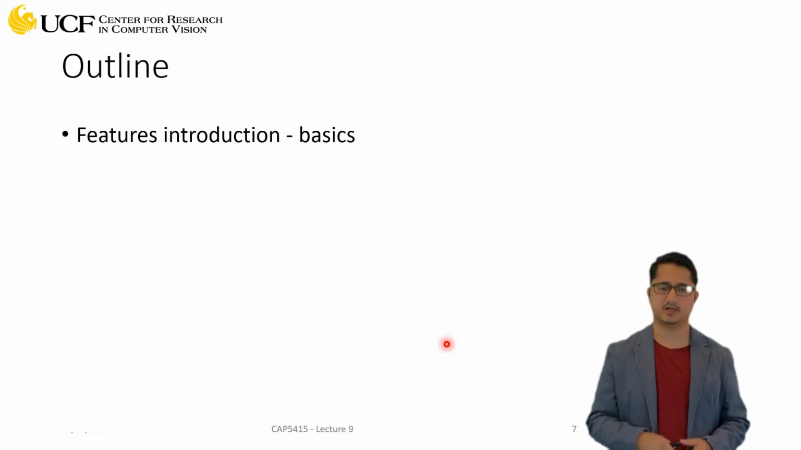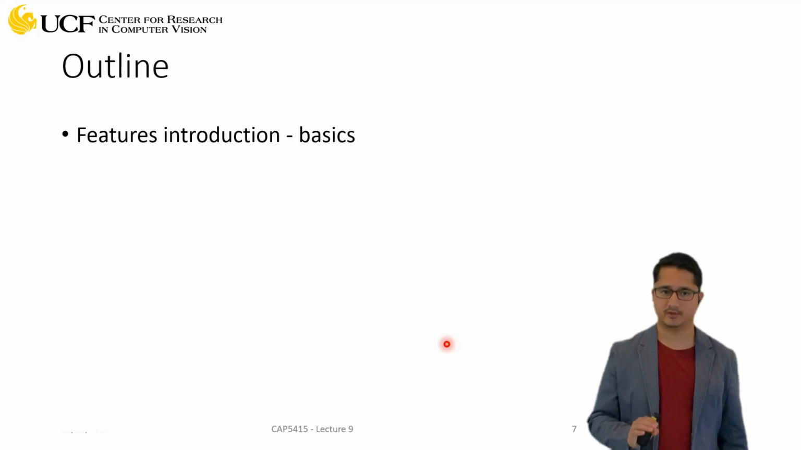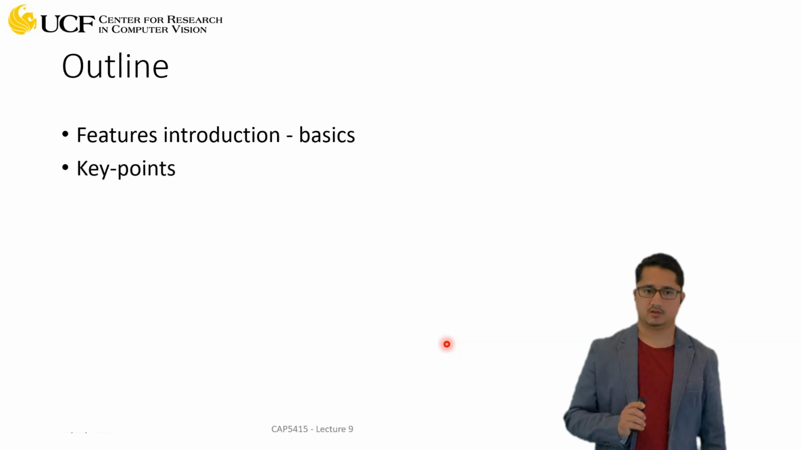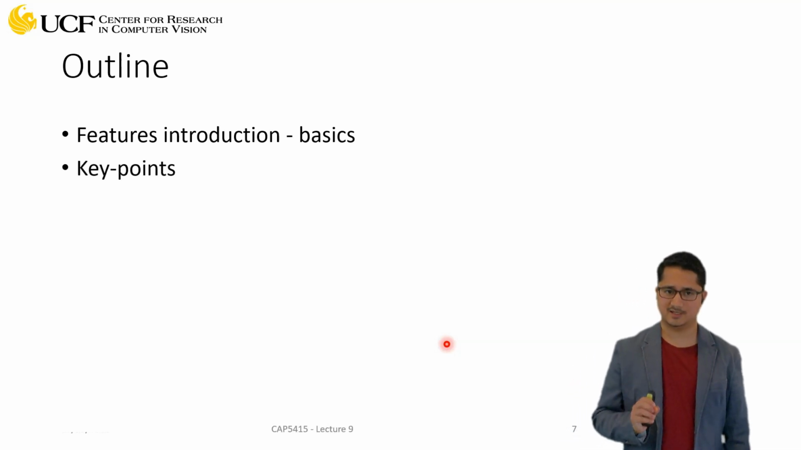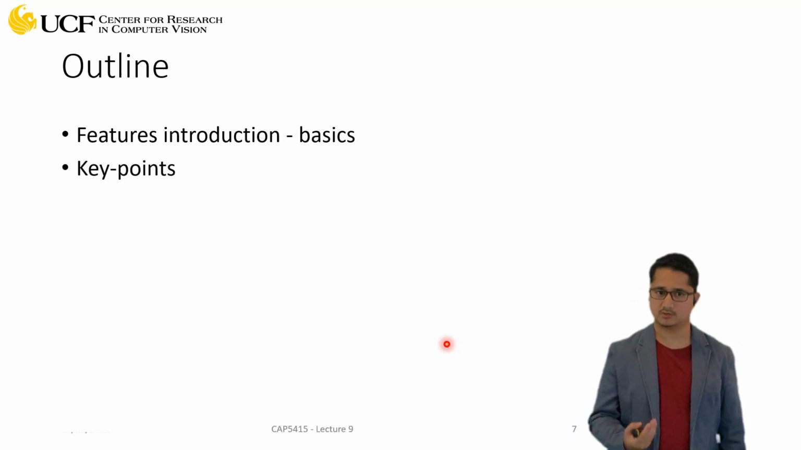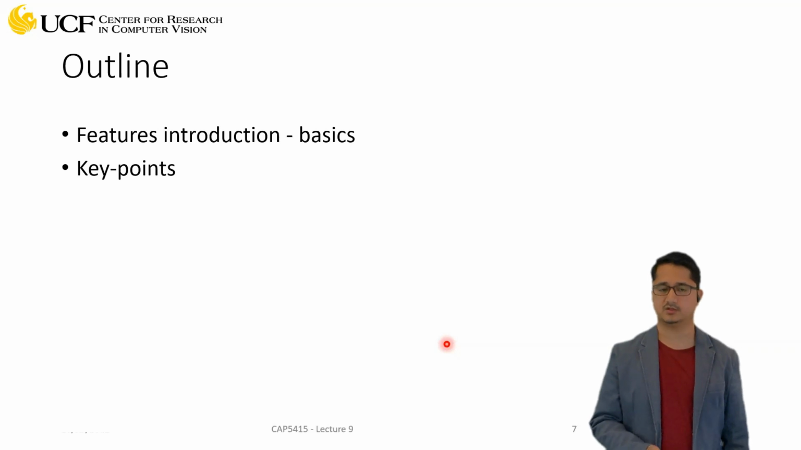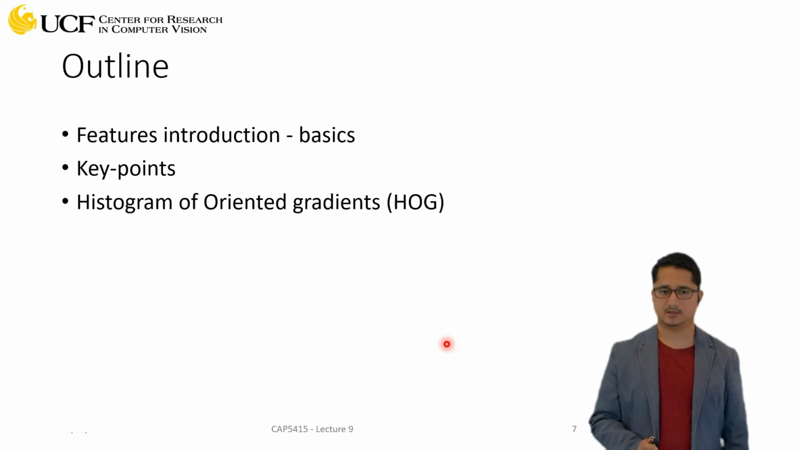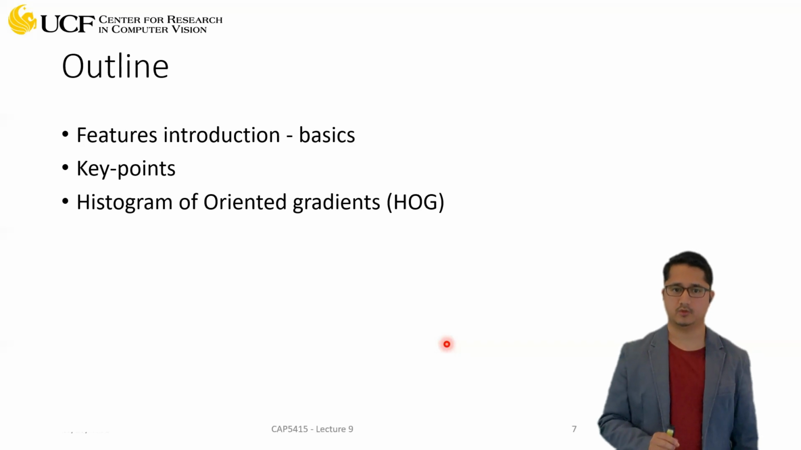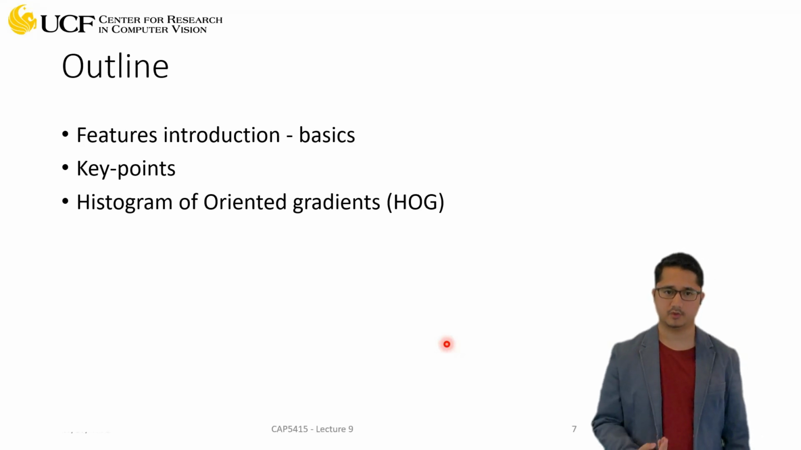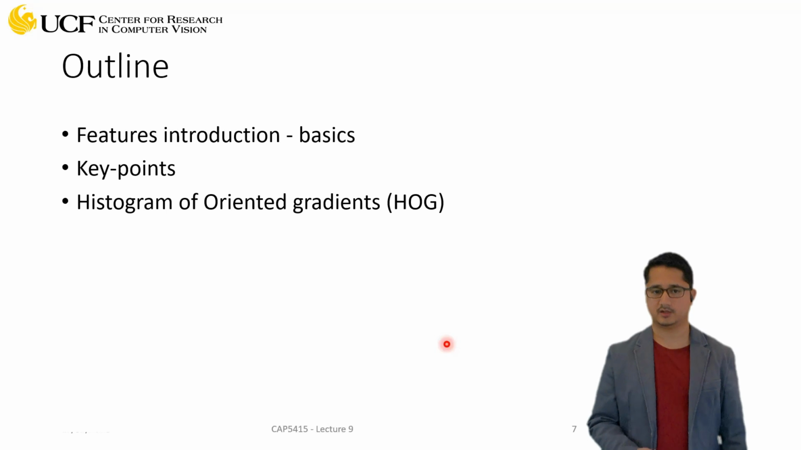Some of these aspects we have already covered in some of the past lectures, but I will try to briefly touch upon those. Then we will look into key points which are actually useful to extract some of these features. And then we will try to cover two classical approaches to extract features from images. The first one is histogram of oriented gradients. It's a very popular algorithm if you have to extract features from images.